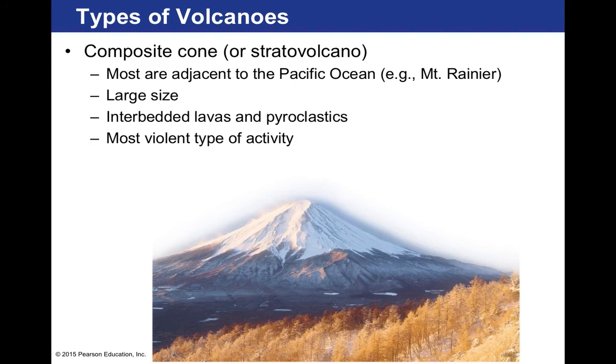There's a composite cone, or called a stratovolcano. These are more adjacent to the Pacific Ocean. So one example would be Mount Rainier in Washington State. They're very large inside. They have interbedded lavas and pyroclastic, so they're all combined together. And these typically have the most violent type of activity. So when these guys go off, you're going to want to watch out if you're nearby.